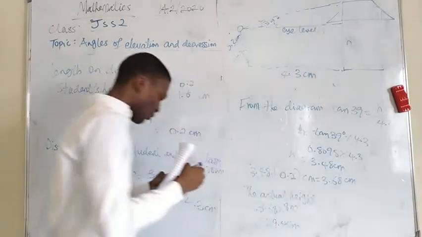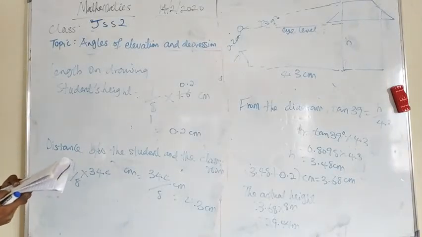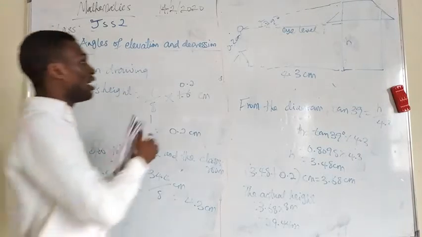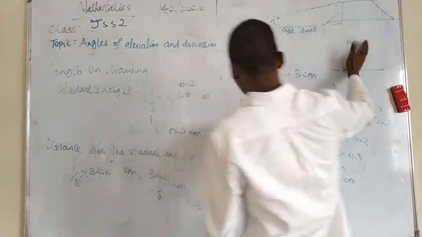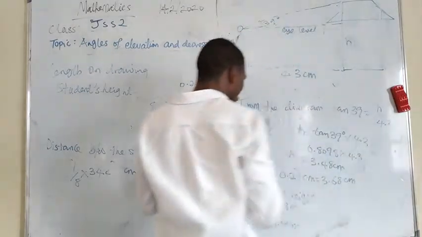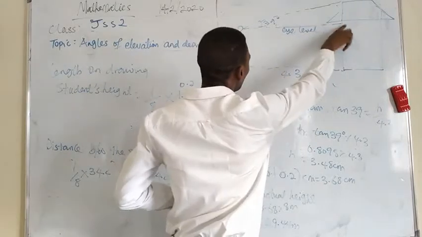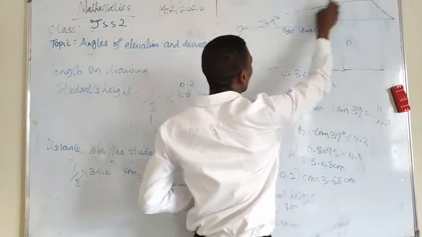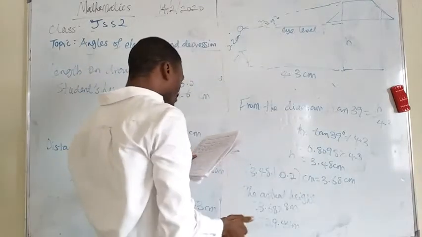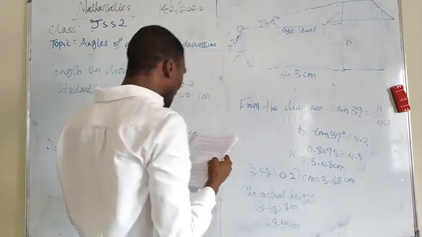Let me run through it again from the question. The figure below is a sketch of a student standing at the end of the classroom. He observed that the angle of elevation of the top of the classroom is 39 degrees. See the student's normal eye level, and he looks at the top of the classroom, and the angle formed is 39 degrees. So we call it the angle of elevation. Using the data provided on the sketch, find the height of the building.